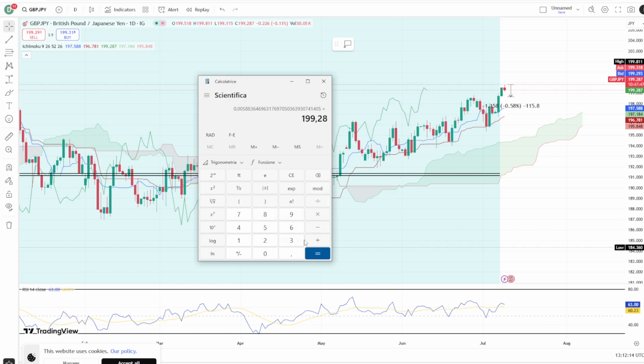199.28, my dear. And we know that we have 1,000 pips move. No, it's 1.1. Yeah, no, I don't know. Okay, it doesn't matter. So let's forget about it. I think that's a too big number, this one, my dear.